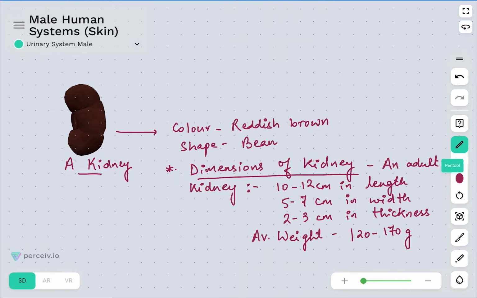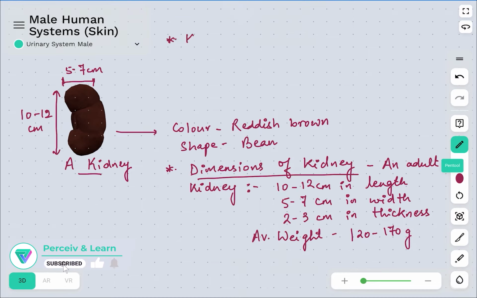This is the length of the kidney, from here to here, which is 10 to 12 centimeters. This is the width of the kidney, which can be 5 to 7 centimeters. The thickness of 2 to 3 centimeters is related to the wall of the kidney, and the weight is around 120 to 170 grams. Now, kidneys are considered the main excretory structures in vertebrates.